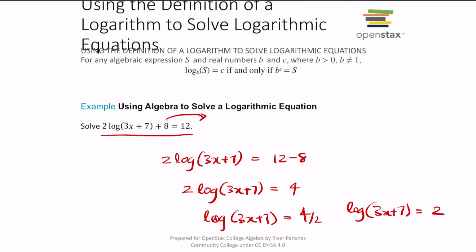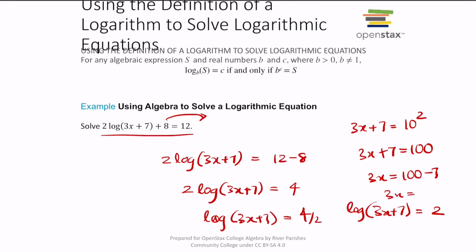Now we know that log here has base 10, so push log to the other side. Using the definition, remember that the base here is 10, so we can write 3x + 7 equals 10 squared. 10 squared is 100, so 3x becomes 100 minus 7. 3x equals 93. So x equals 93 by 3, which is 31. So this is how we can solve logarithmic equations using the definition of the logarithm.